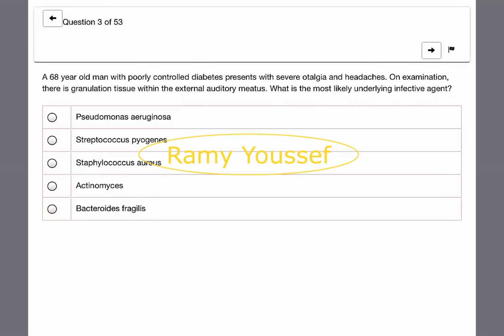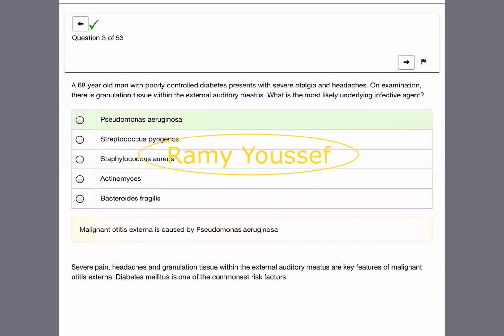Okay, I think we have faced this question maybe in the part related to ENT or head and neck. What is this disease? Malignant otitis externa. Exactly. And it happens in diabetic patients, immunocompromised patients, old age, with severe otalgia and headache, and some granulation tissue in the external ear. This is what's called malignant otitis externa, and it is caused by Pseudomonas aeruginosa.